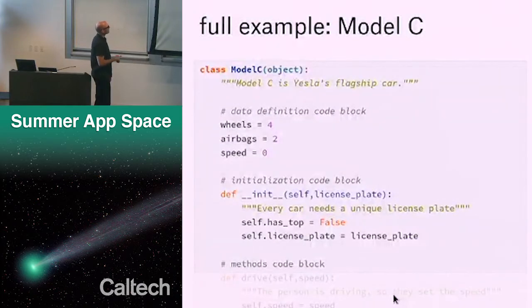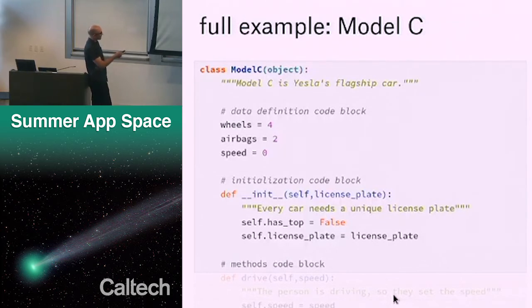All right, so here's just walking through. I guess you guys have kind of already done all of this, right? So just to go through it again, we're defining a model C class. It inherits from object. We're giving it some basic data definitions: it's got 4 wheels, 2 airbags, and its initial speed is 0. These are all things that are defined initially, and then the different methods of your class, when called, can change these things.